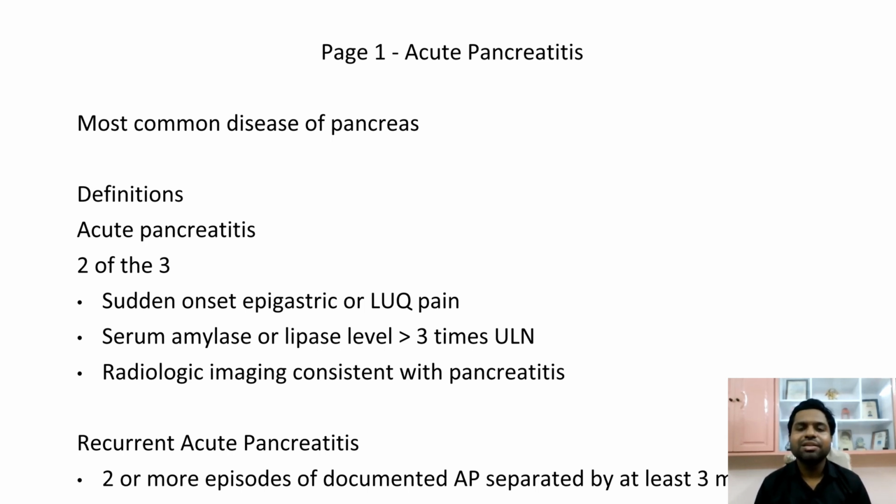First, it should have an introductory point, one or two, like for example, most common disease of pancreas. Then definitions. Acute pancreatitis should have at least two of the three. One is classical symptoms: sudden onset epigastric or left upper quadrant pain. Second is elevation of serum amylase or serum lipase greater than 3 times the upper limit of normal. And third one is radiological imaging consistent with acute pancreatitis.